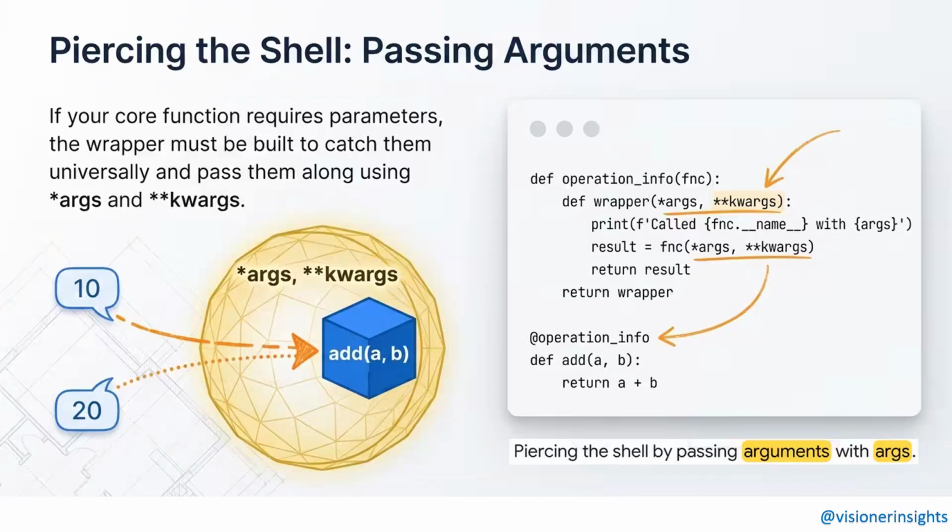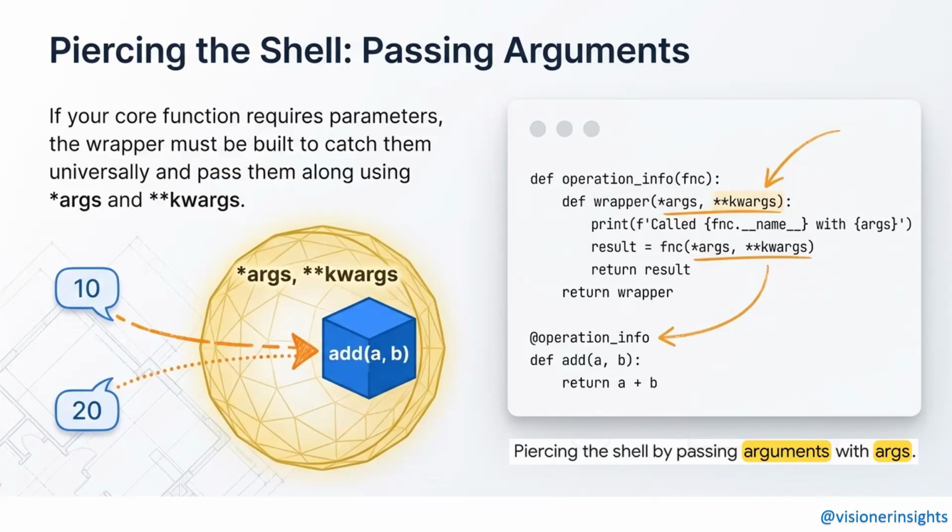But hold on, what happens if our core function actually needs parameters? Say we are decorating an add(a, b) function that expects the numbers 10 and 20. Our golden wrapper is sitting on the outside. It has to somehow dynamically catch those arguments and pass them through to the inside.